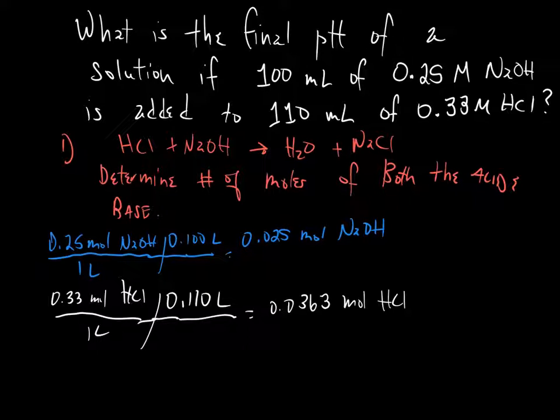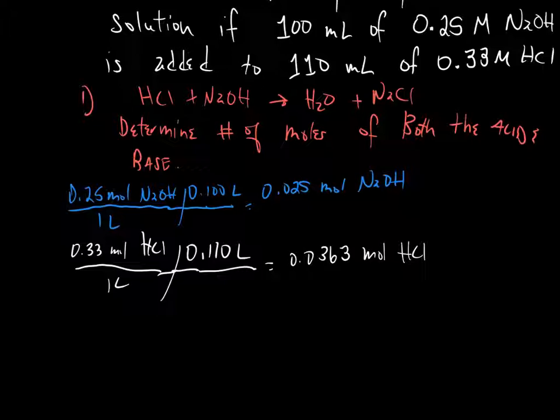Okay, so which do we have more of here? More acid or more base? There's more acid, right? 0.0363 versus 0.025. So the base is a limiting reactant. So it's going to get all used up first. We're going to have some of the acid left over.